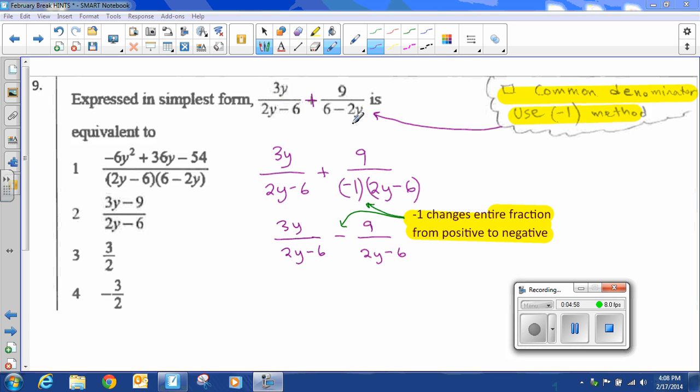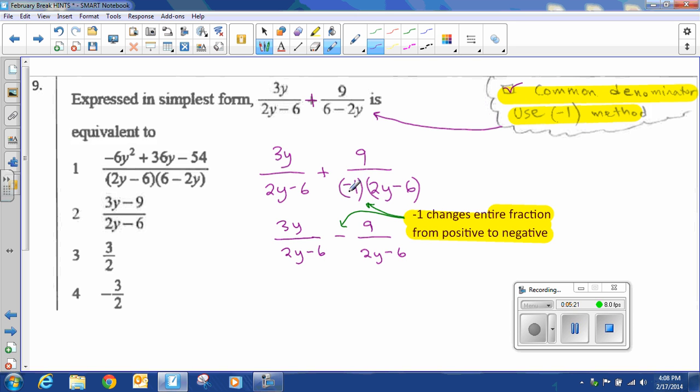They are not common. These are actually called opposites, because this is one version and this is a negative version of this version. So in order to make it the same, to get that common denominator, you need to use the -1 method to factor it out. So as you can see, we factor out a -1, which gives us 2y minus 6.